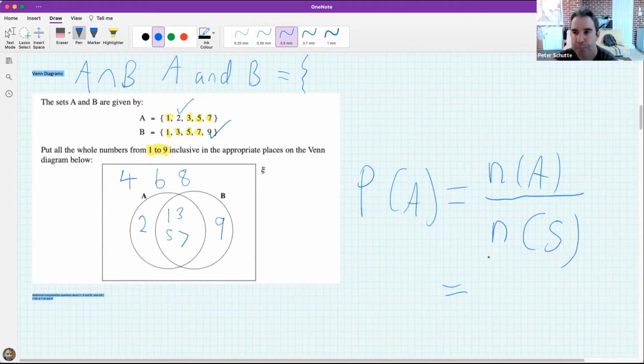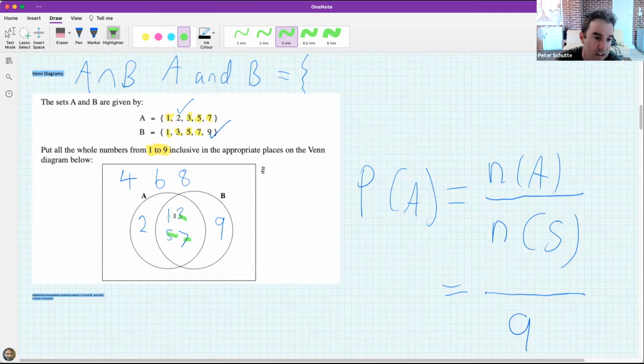Okay, now, in the sample space, there are 9 items, 1 to 9, but how many of them are in A? I count, from what I can see, 1, 2, 3, 4, 5 elements are in A. And so the probability of getting the event A is going to be 5 out of 9, because there's 5 elements inside of this Venn diagram. So take a moment to think about that.